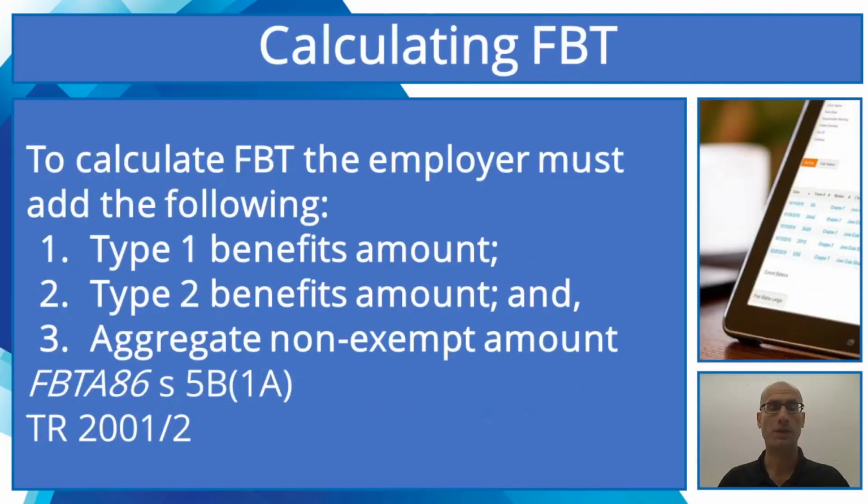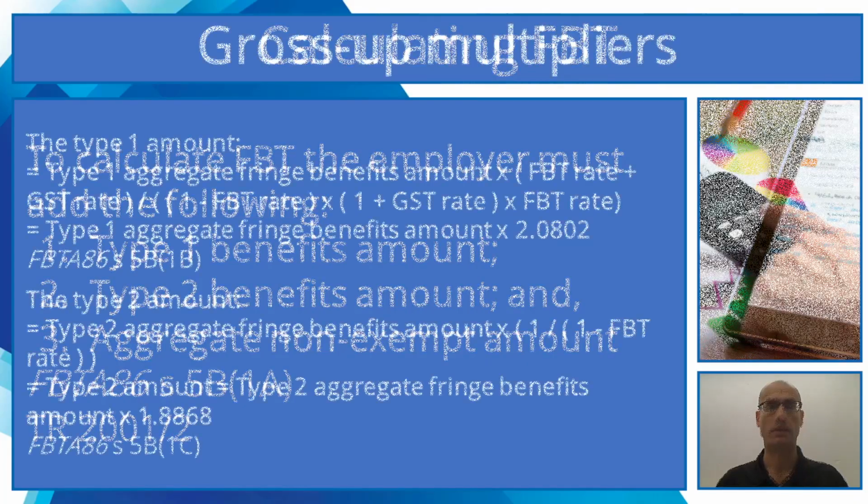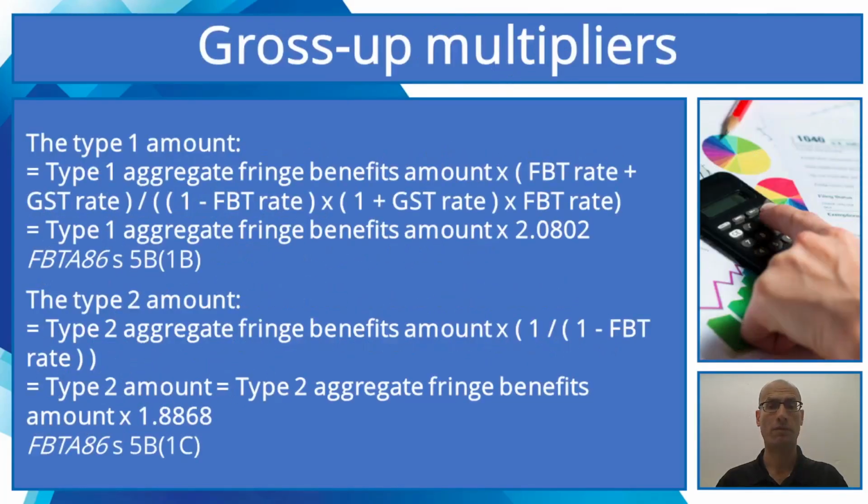When we've determined the amount of type 1 benefits and made the calculations in regards to the amount of tax that's liable for that, and then we've done the same for the type 2 benefits, we just add those together. We also need to add into it another category, which is known as the aggregate non-exempt amount. The formulas that we use for determining the type 1 and type 2 amounts look a little bit daunting, but really they're not. It just takes into account the relevant fringe benefit tax rate and the GST rate, and multiplies these things out. All you really need to know is the numbers that are there.